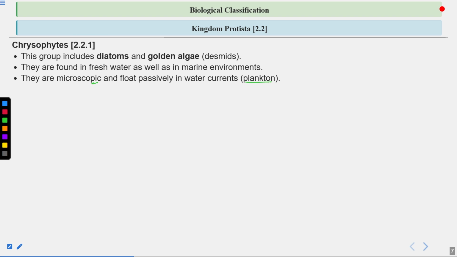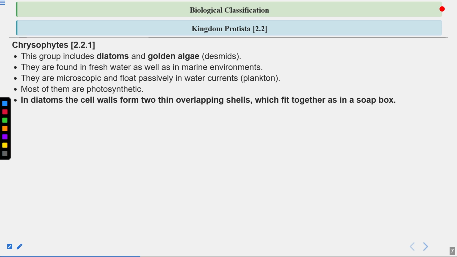So they are microscopic and they float passively in water currents, meaning they are plankton. Most of them are photosynthetic. They can convert light energy into food.